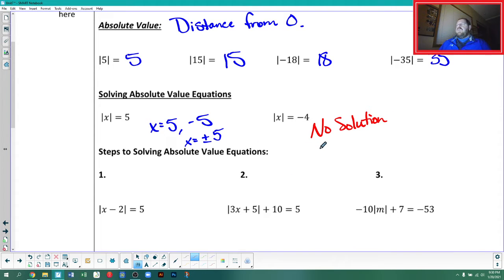That's going to come up when we get to solving equations. There are going to be cases where we get down to that, and once we see something like that, we can jump right to no solution. We don't have to do the steps that we're going to talk about below.